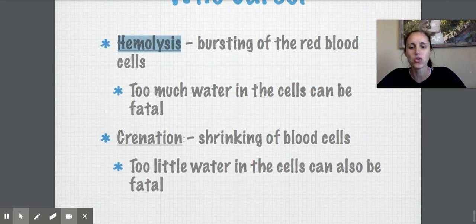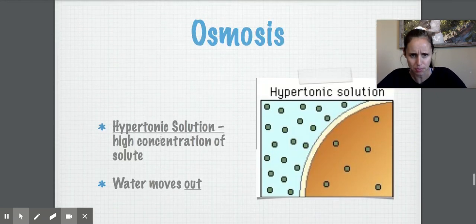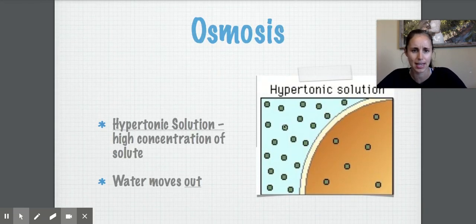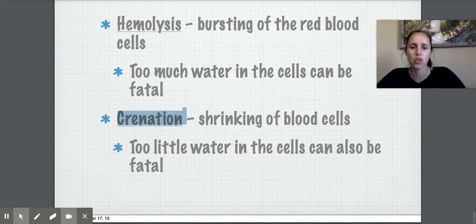On the other end, you can have this term called crenation. Crenation is the shrinking of red blood cells. So crenation would be like in this case here, where if you eat a lot of salts, you're going to have water flowing out of the cell, and the cell's going to shrink. That's an example of crenation, the shrinking of blood cells. If blood cells get too small, they're not able to function. So too little water in cells can also be fatal.